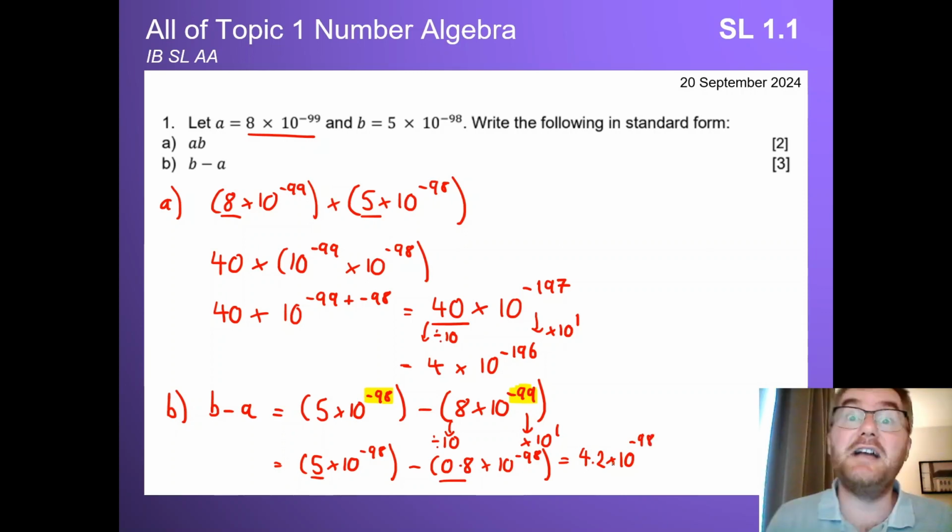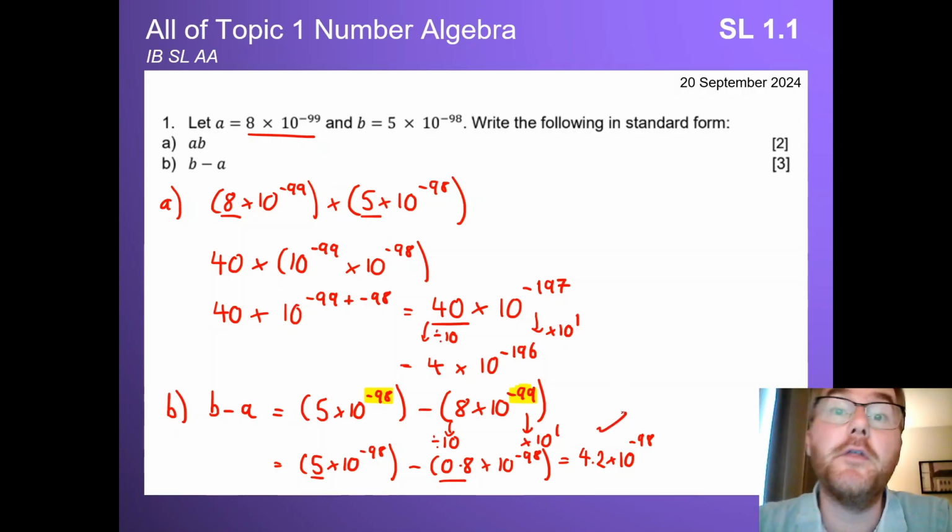Is that in standard form? Yes, it is, because this number is between 1 and 10. All good, and then we've got our full 3 marks.